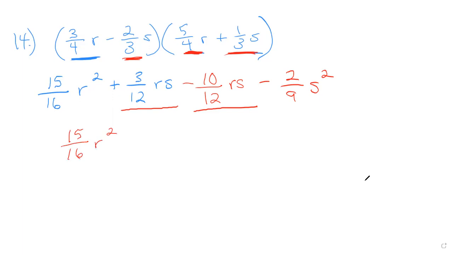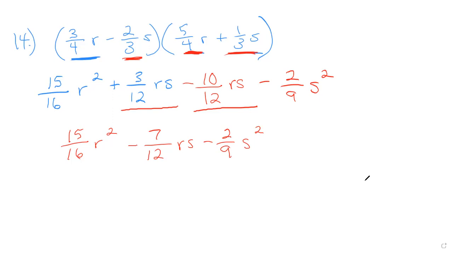Here, though, if we do positive 3/12 minus 10/12, we're lucky because we already have a common denominator. When we do have fractions, you want that common denominator. So positive 3/12 minus 10/12 is going to give me a negative 7/12 r. And then I'm going to bring down my negative 2/9 s squared. And that is our final answer for combining these things.